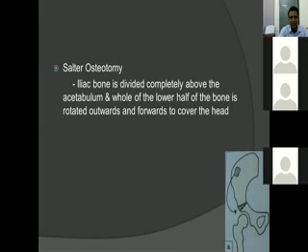Next one is the Salter's osteotomy. Here the iliac bone is divided completely above the acetabulum, and the whole of the lower bone is tilted to give coverage to the femoral head. Here the hinge will be occurring at the pubic symphysis.